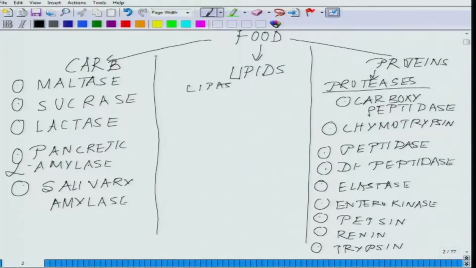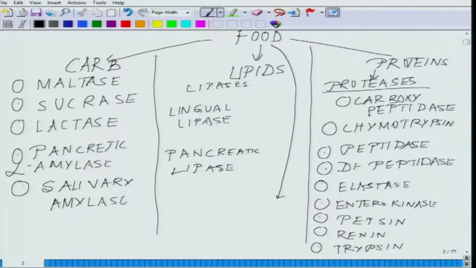These are some of the major ones, and then coming to lipids, they mostly fall under the title of lipases, which includes lingual lipase and pancreatic lipase. And then in that section you can add a smaller group called nucleases, which includes mostly pancreatic nucleases.